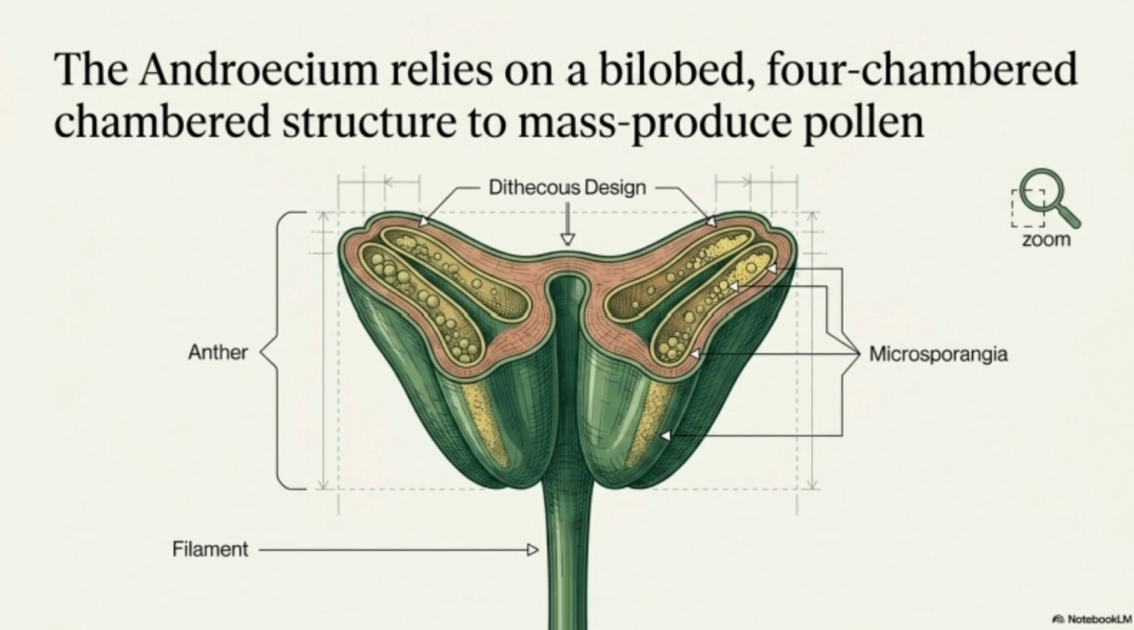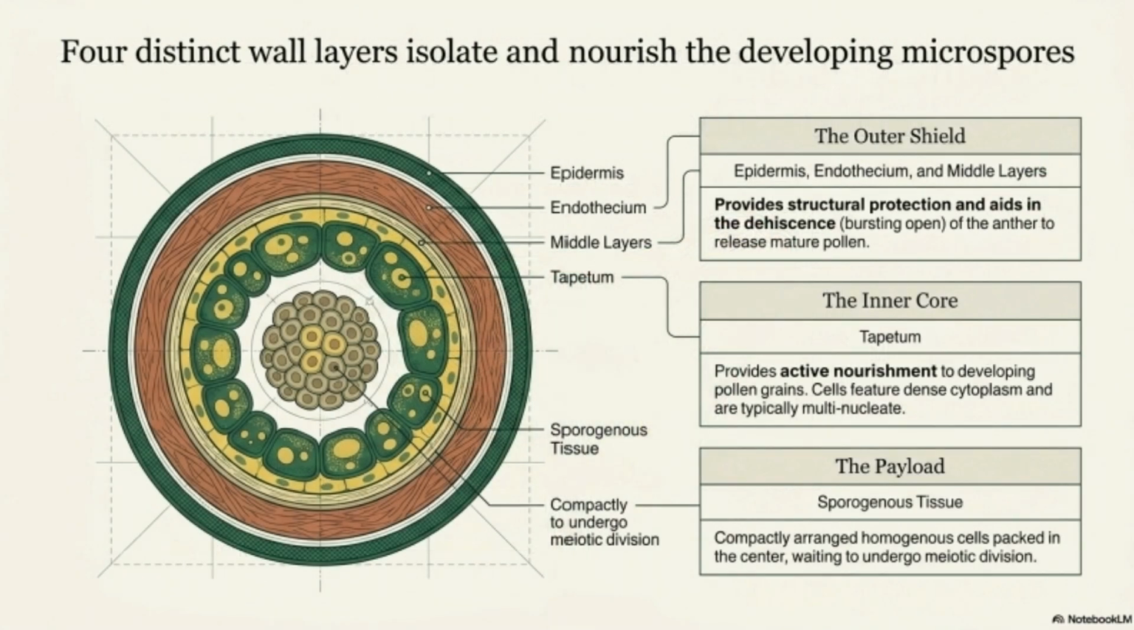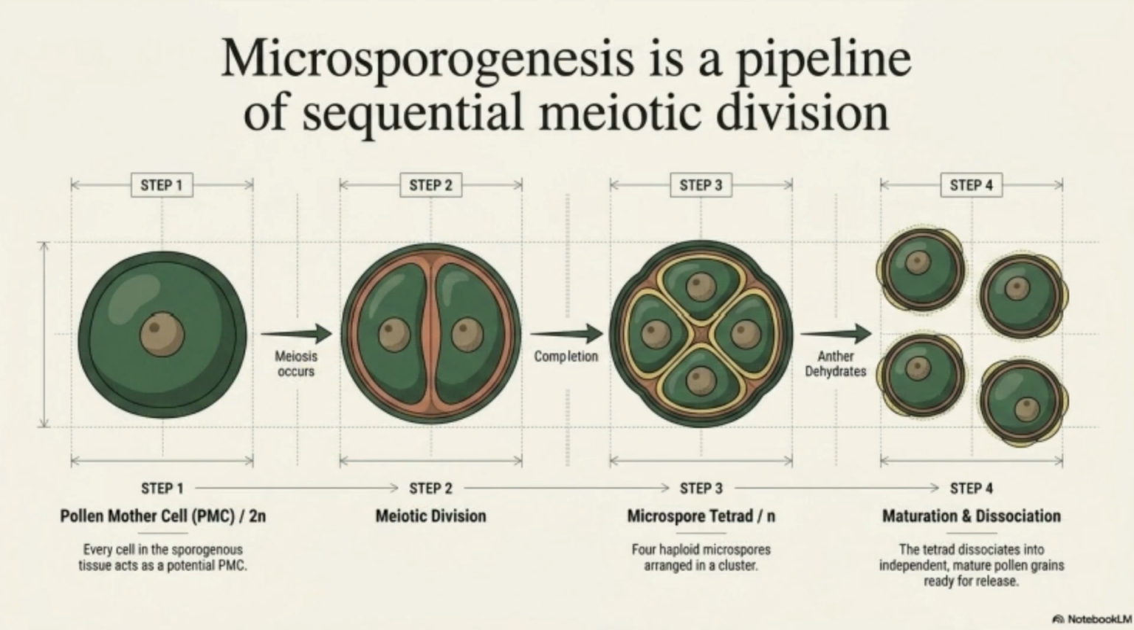The outer shield consists of three layers: the epidermis, endothecium, and middle layers. Their job: protection and helping the anther burst open, a process called dehiscence, to release mature pollen. Deep inside sits the inner core, the tapetum. Its cells have dense cytoplasm and multiple nuclei because they have a massive job, providing active nourishment to the developing pollen. Finally, right at the center lies the payload, the sporogenous tissue, packed tightly with cells waiting to undergo meiotic division.